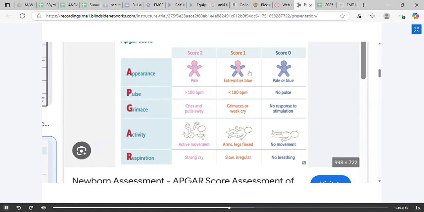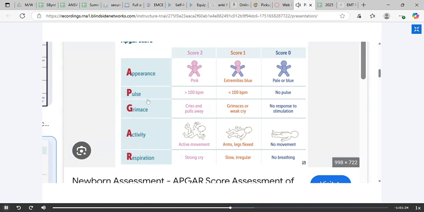just got squeezed through that birthing canal, it's going to take a minute or two for the blood to get back out to the extremities once they're out. Okay, so if you have a score of a 1 on appearance, don't worry too much. Hopefully they'll come all the way pink pretty soon. If they come out all the way pink, right, core and extremities, then that's perfect. You got a score of a 2.